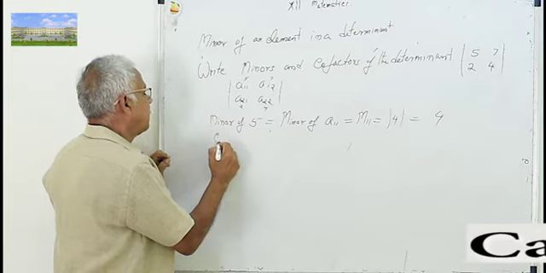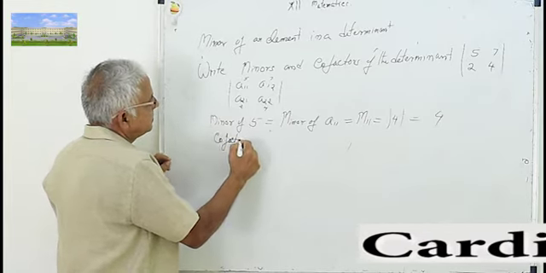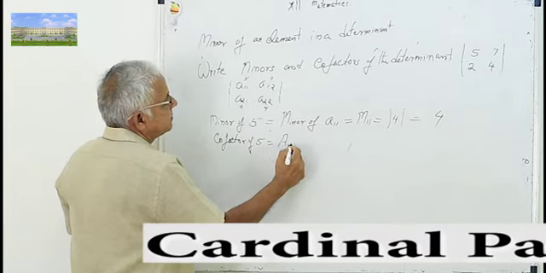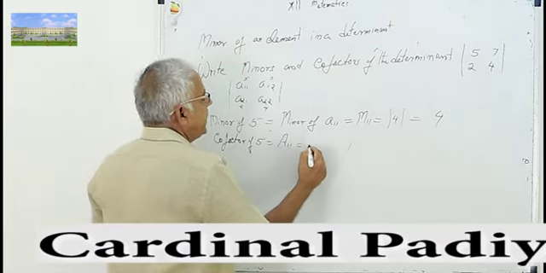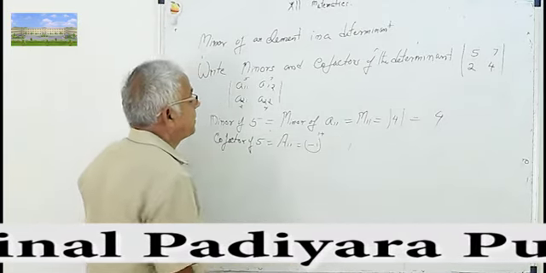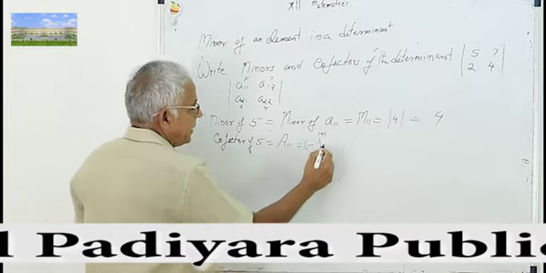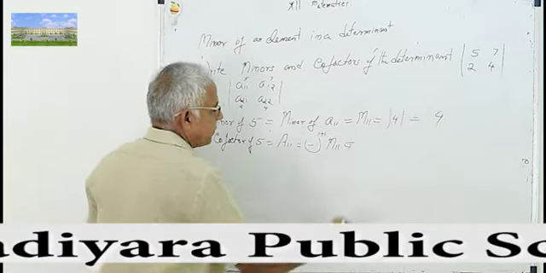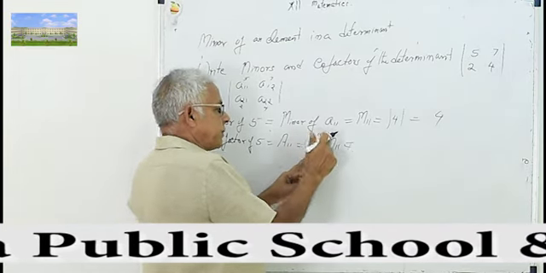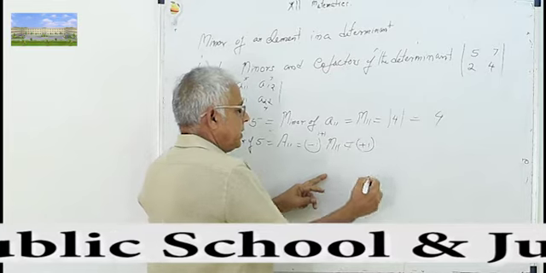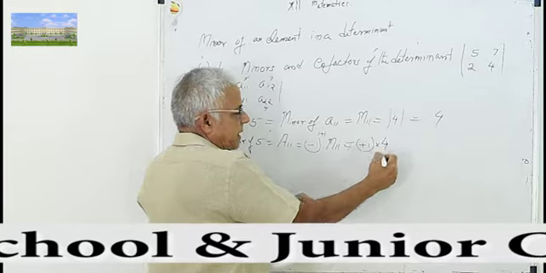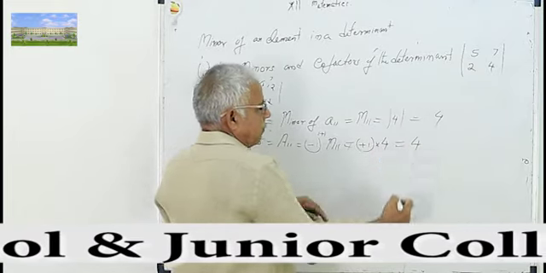Cofactor of 5 is equal to A11, is equal to signed minor. The sign is minus 1 raised to 1 plus 1 into M11, the minor of 5. Minus 1 raised to 1 plus 1 is a positive 1, into M11. We get the value 4.